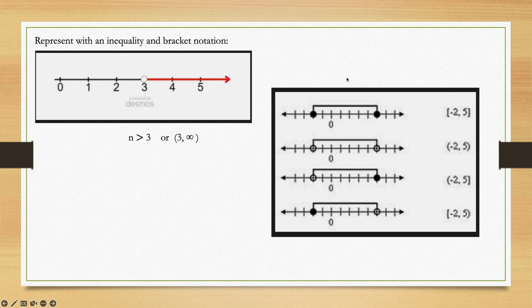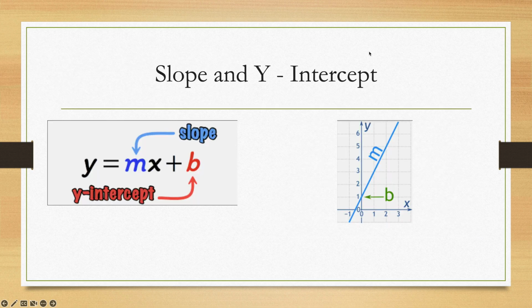So, bracket notation. The last thing that we need to do as we review along is slope and y-intercept. Remember, the general equation of a line is y equals mx plus b. The slope is m. It's always whatever's in front of the x, when it says y equals. If it doesn't say y equals, then all bets are off. And the y-intercept is the b at the end.